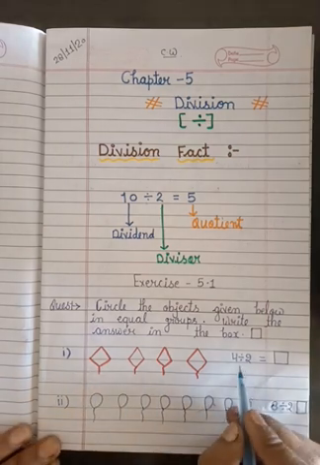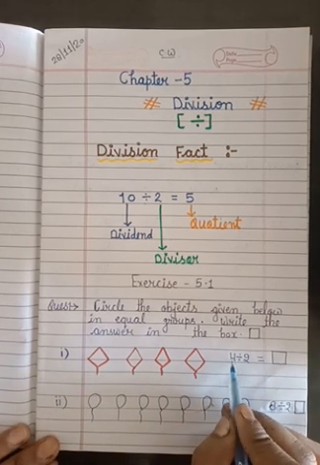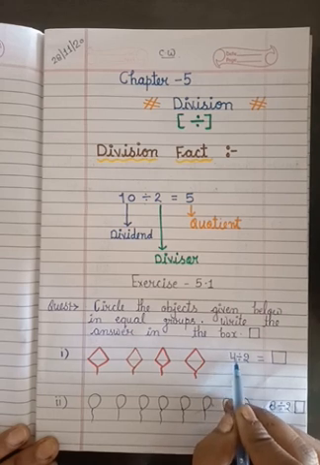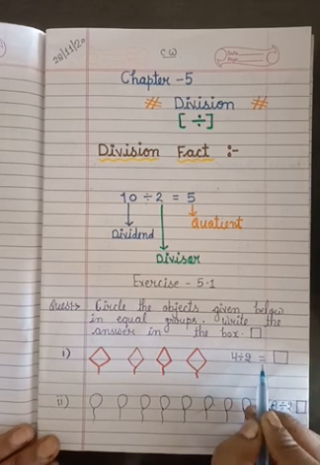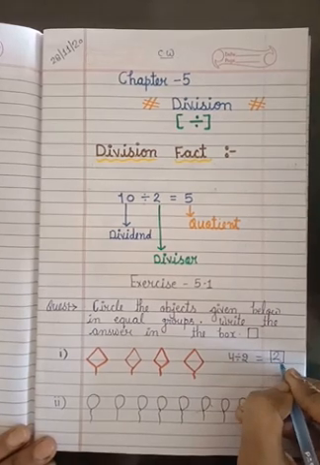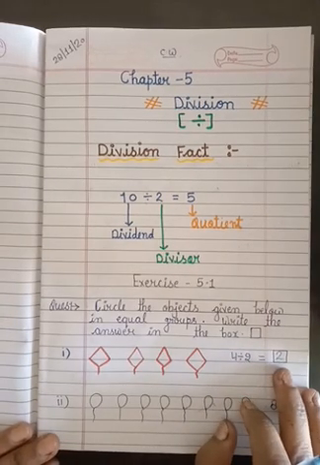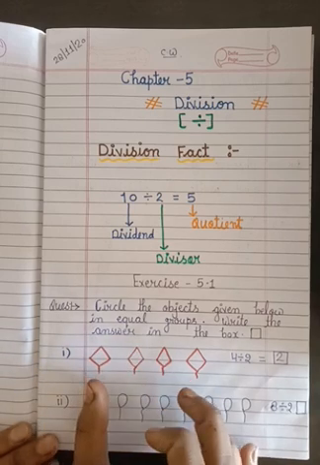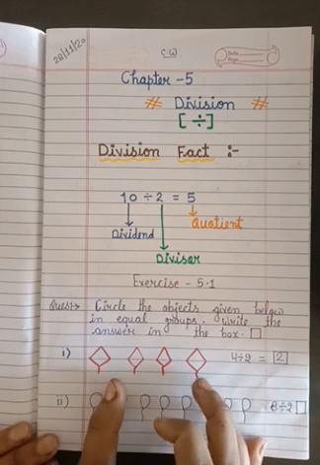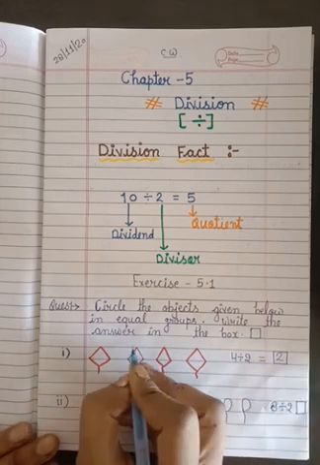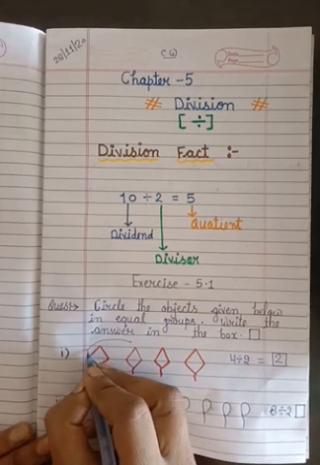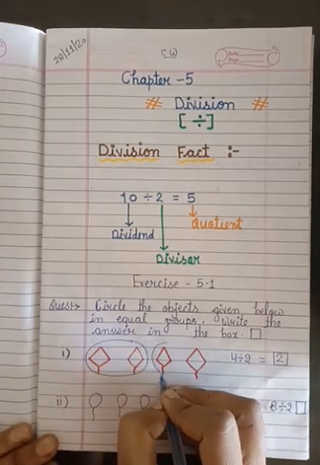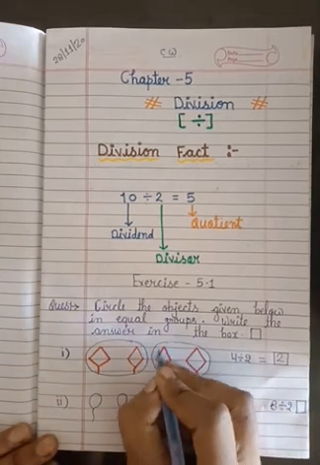First, when we divide 4 divided by 2, we will get the answer 2. So we can divide these objects into two groups of two objects. So we will circle two objects and the other group of two objects.